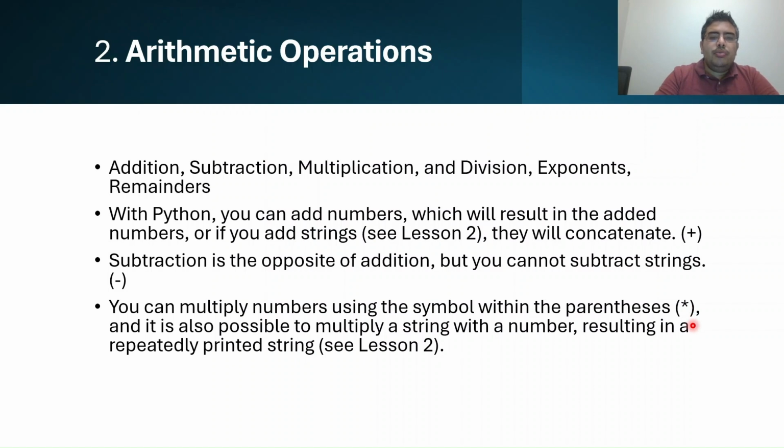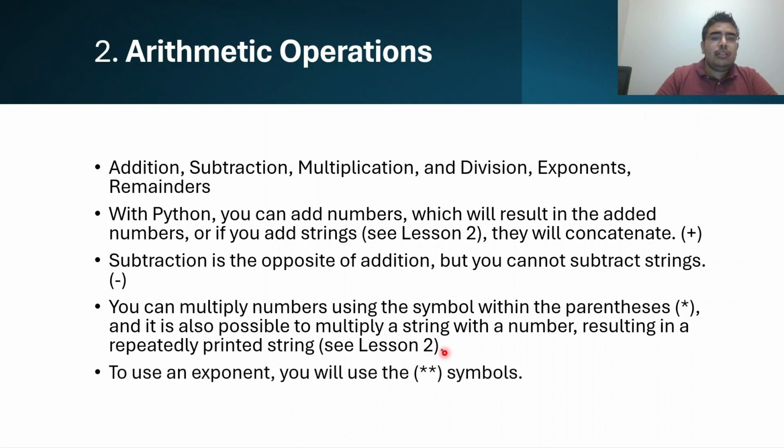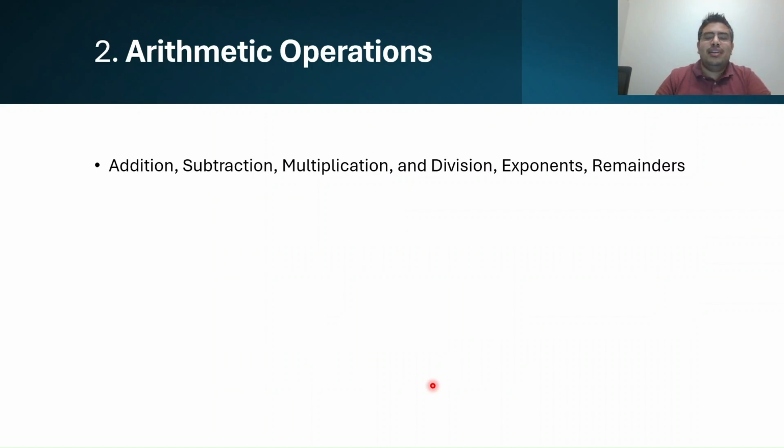And it's also possible to multiply a string with a number. And I think I did that in the last session as well, if I remember correctly. Yeah, I think I did that in lesson 2. All right. And then last, you can use this symbol, two asterisks. So essentially press shift 8 twice, and that's how you denote an exponent. We'll see that during the coding section.